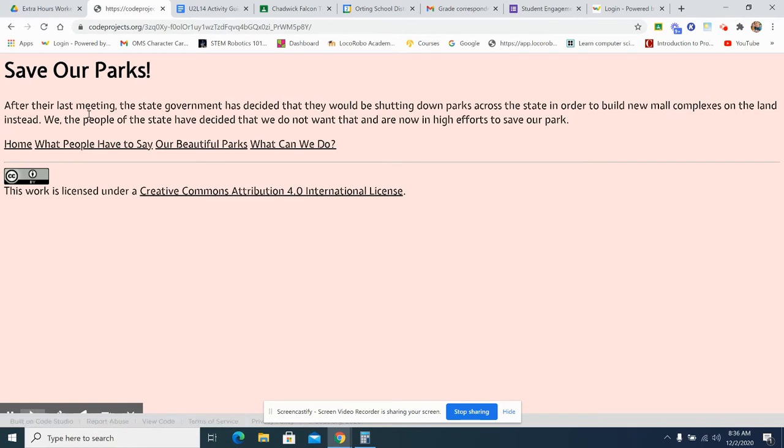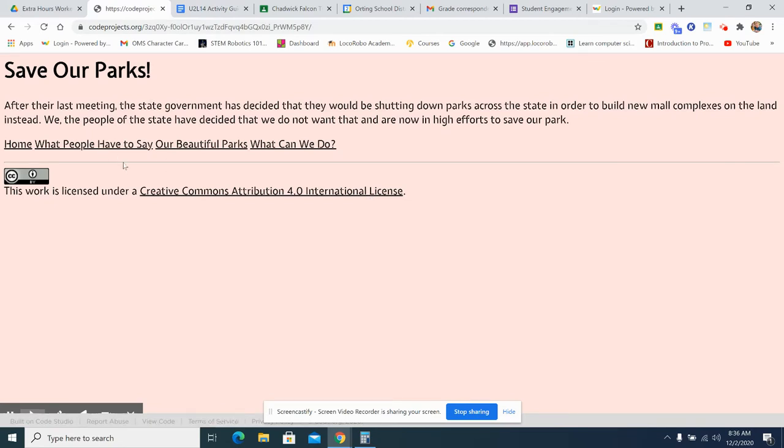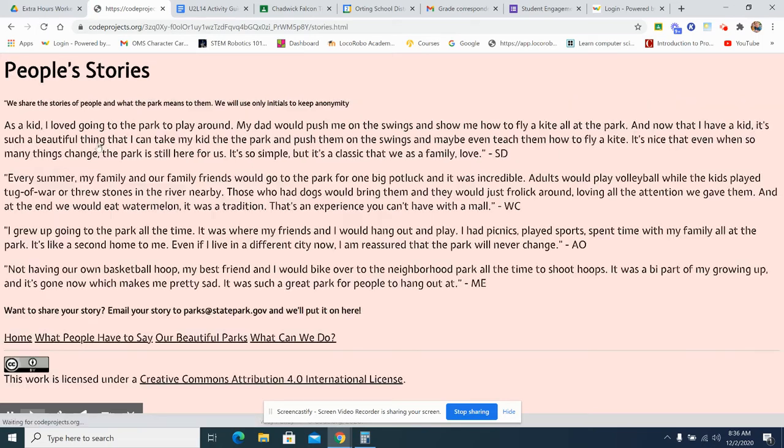Okay, so we won't have to use Amazon. We'll actually be doing something else. Let's get back to there. So, save our parks. After their last meeting, the state government has decided they will be shutting down parks across the state in order to build a new mall complexes on the land instead. Well, that sounds like a pretty highly contentious idea. So here's what people have to say.